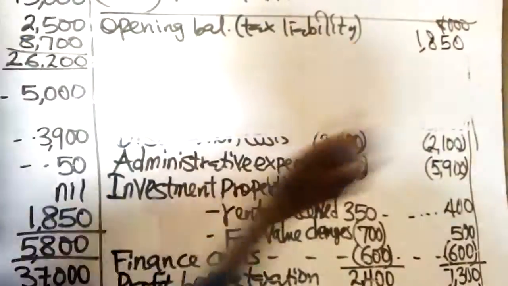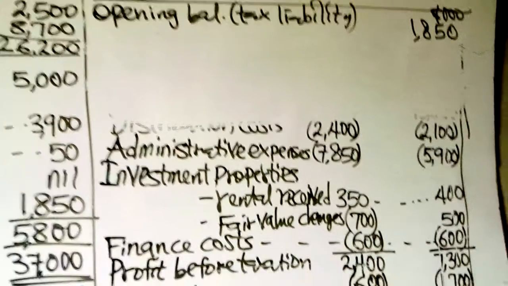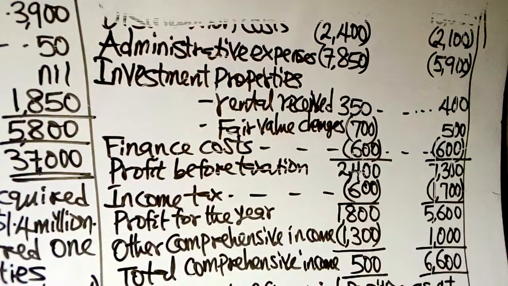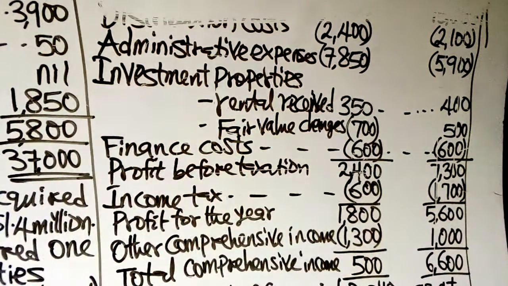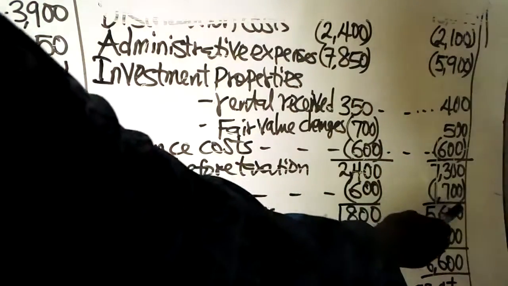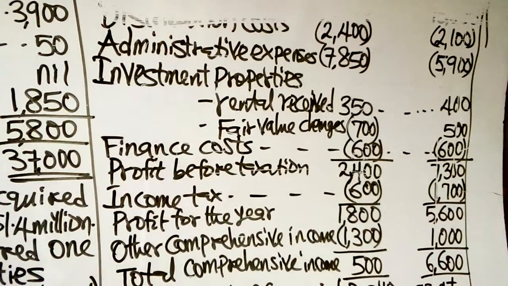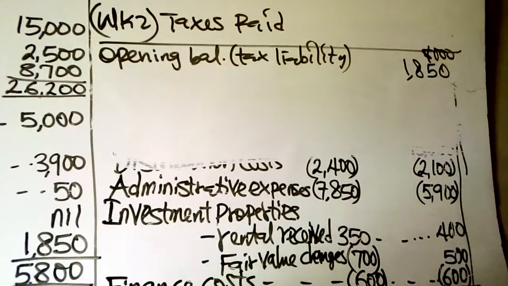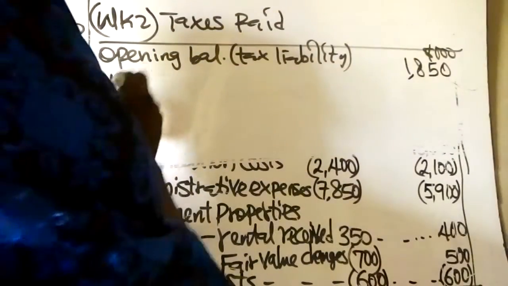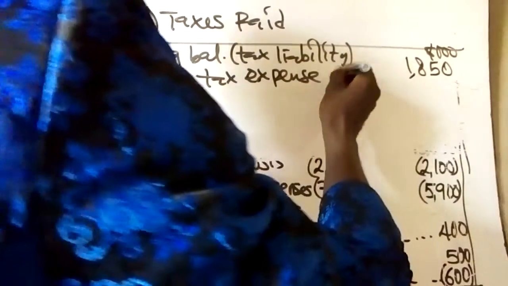1,850. Then in your statement of profit or loss, you have tax expense. Income tax of 600. You only need the one for the current year. You don't need the one in the comparative statement of financial position. I've told you that the comparative statement of financial position doesn't need any item there. So you are using this $600 alone. So you have tax expense, that is income tax expense, which is 600.